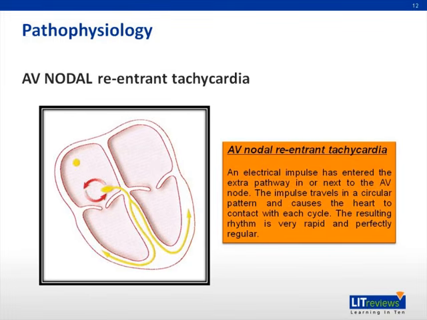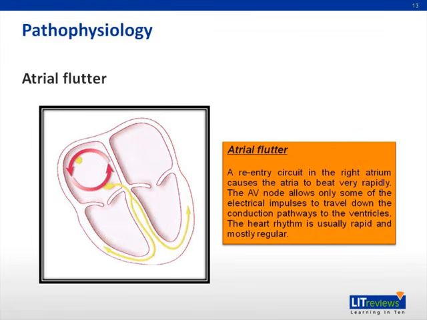AV nodal reentrant tachycardia, or AVNRT, is seen in individuals who have more than one pathway for impulses to get into the AV node. This extra pathway allows for a reentry to occur within the AV node itself. When this occurs, there's a very fast and regular tachycardia. Atrial flutter is caused by a reentry circuit within the right atrium that causes a fast atrial rhythm. The AV node then acts as a filter and only allows some of the electrical impulses to travel down to the ventricles. This causes a tachycardia that is usually regular.